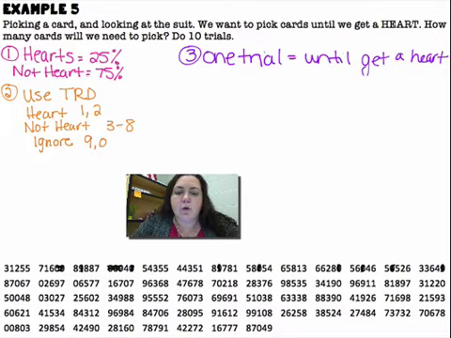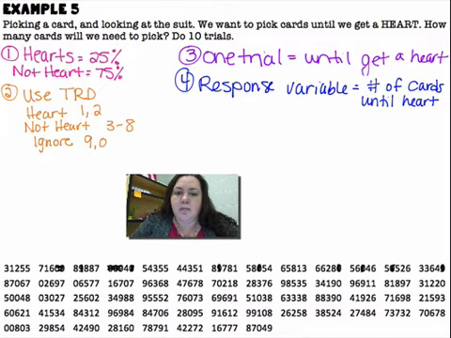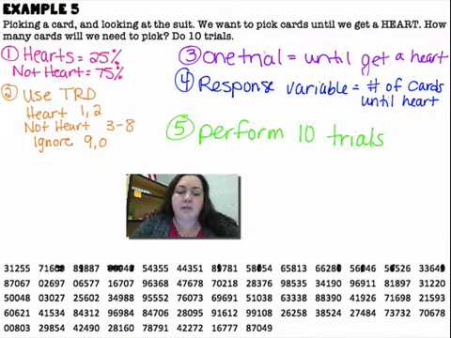Alright. One trial is until I get a heart. And then my response variable is the number of cards that it took until I got a heart. And I'm going to perform 10 trials. So I'm going to look, starting at the very beginning, and see how many cards I need to pull until I get a heart. So I'm looking for either the number 1 or 2 to come up. So it only took 2 cards to get a 1 or a 2.